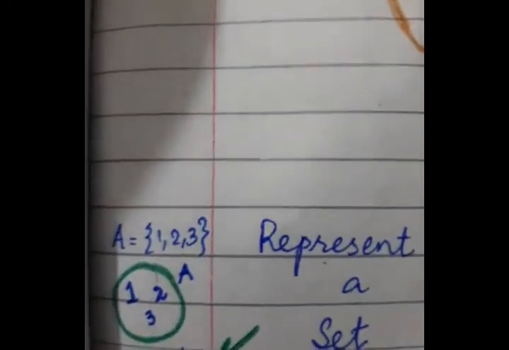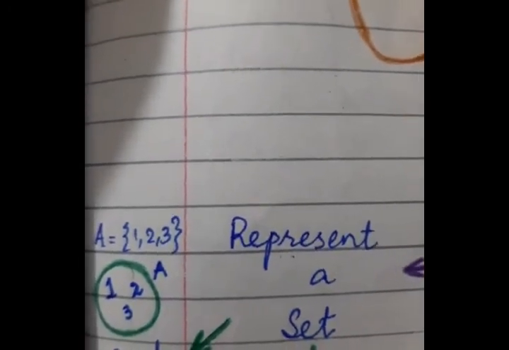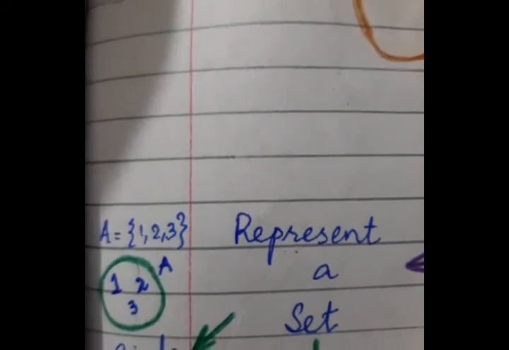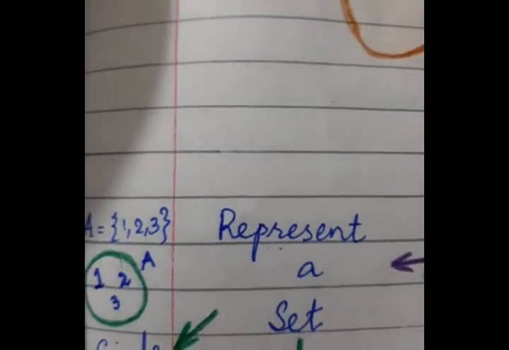Here I have written an example. If you have a set A which is equal to {1, 2, 3} and you want to represent it through a Venn diagram, how are you going to draw it? Draw a circle and write all the elements inside the circle, as shown here.